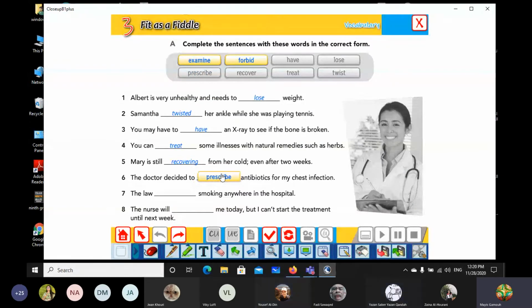مضاد حيوي. Yes, it means مضاد حيوي. And what's the meaning of chest infection? صدر. اللي هو التهاب بالصدر. Yes, thank you. Yes, that was correct.